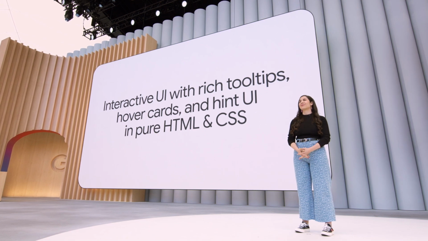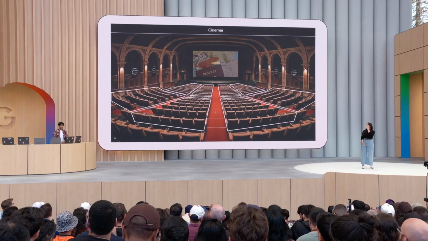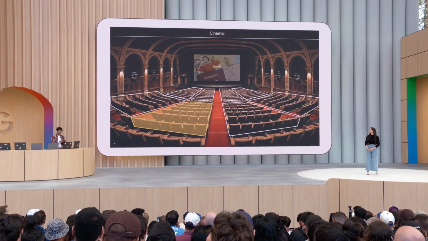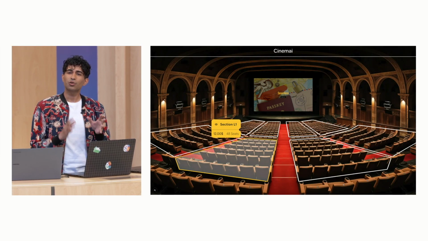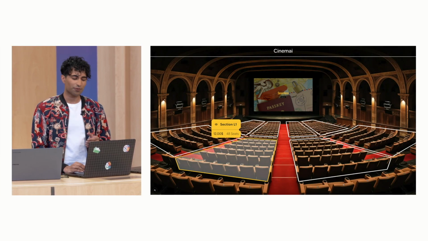All right, so in this theater layout, we now have seat sections. Let's add in a seat preview for each of these sections so you can get a sense of what the stage looks like from them.